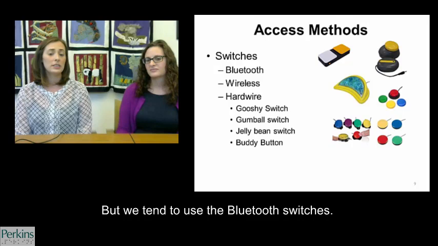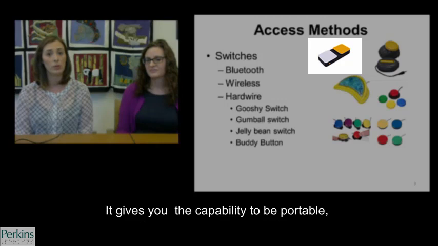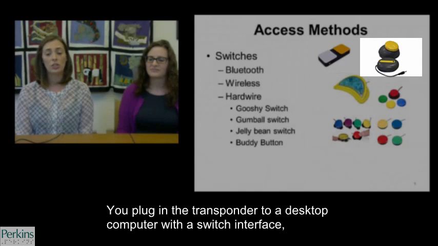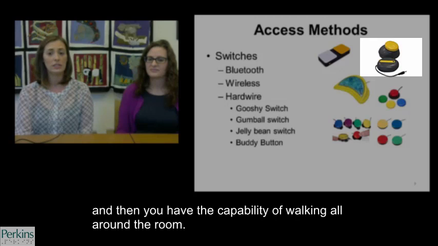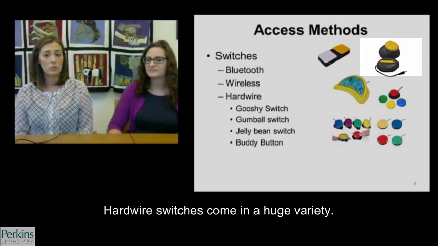This is a Bluetooth. It works as a switch itself or also a switch interface, which is really nice. It gives you the capability to be portable, but if your student requires certain switches, you can plug into it and use the switches they're most familiar with. On the far right is a wireless switch and a transponder. You plug in the transponder to a desktop computer with the switch interface, and then you have the capability of walking all around the room. Your student could be on one side of the room working, and you could be activating the computer on the other side.